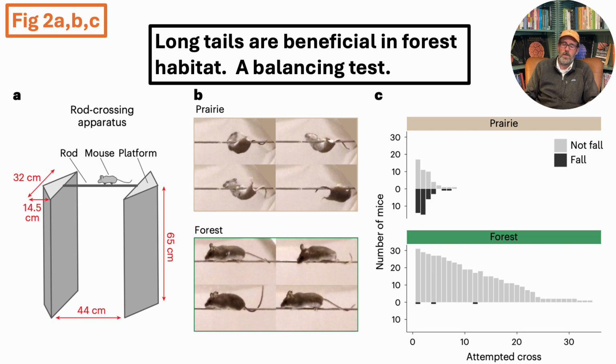So there's obviously a difference in performance on walking across this rod, which is analogous to walking in trees, on branches, or small vegetation. So forest mice are better suited for that.